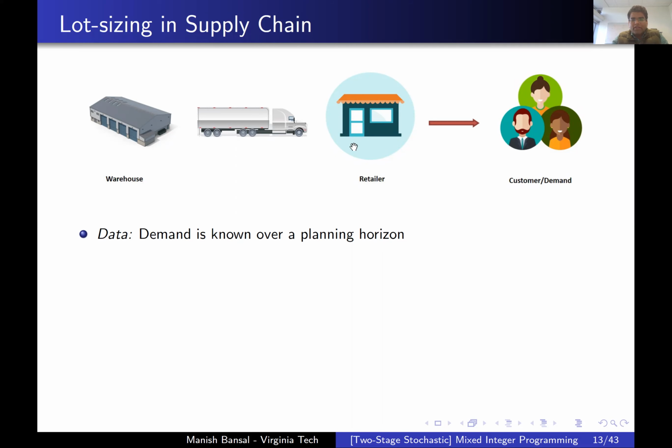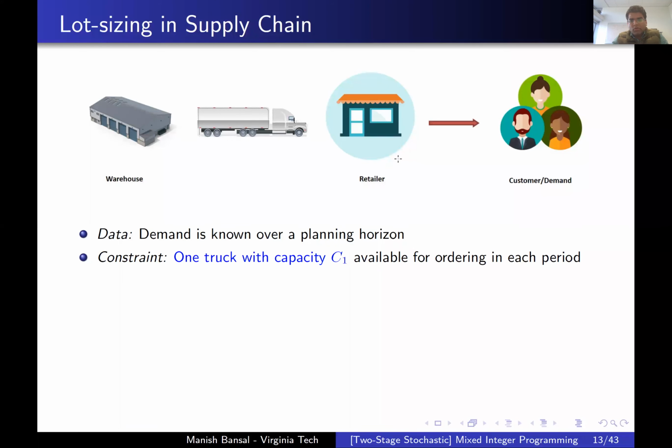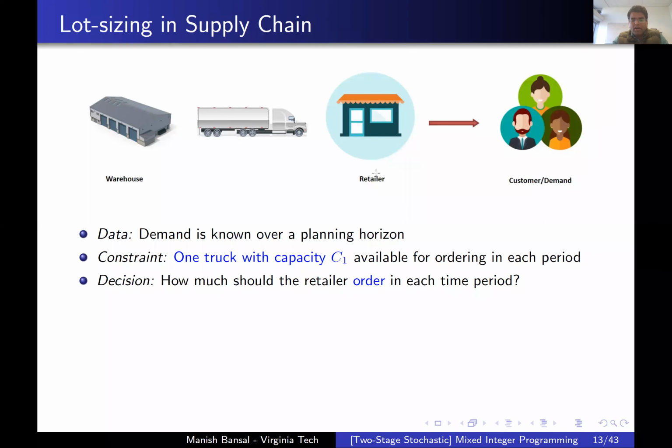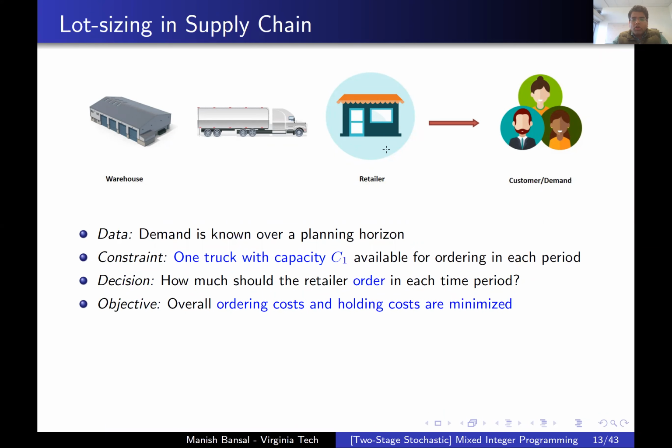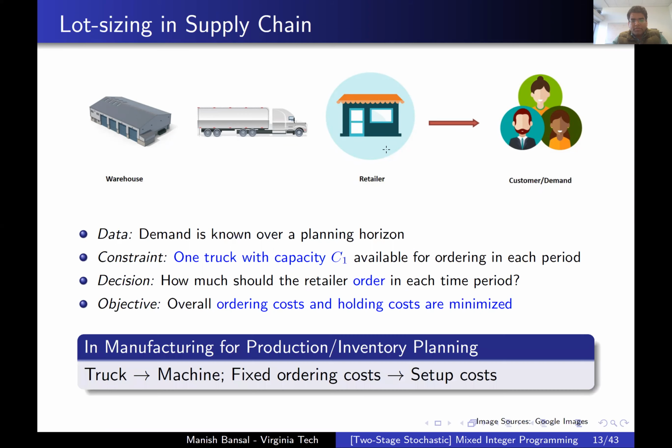Let's say we have a retailer, and the retailer knows the demand over a planning horizon, for a time period, say 1 to T. The constraint the retailer has is that he or she has to place an order, but there is only one truck with capacity C1 available for ordering in each time period. The decision to be made is how much the retailer should order in each time period, such that the overall ordering cost and holding costs are minimized.